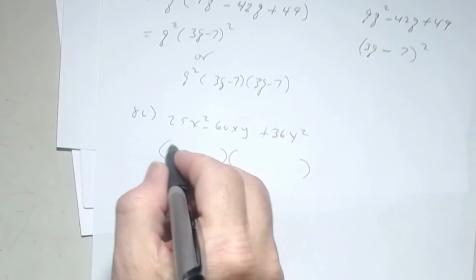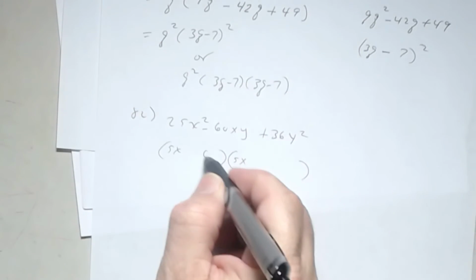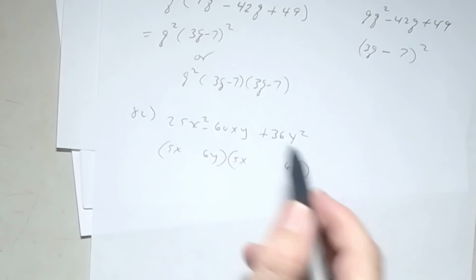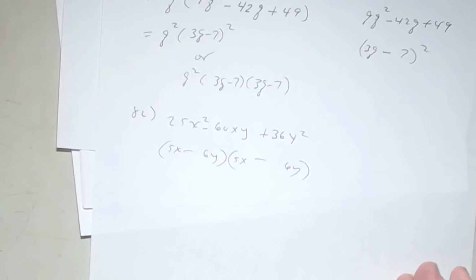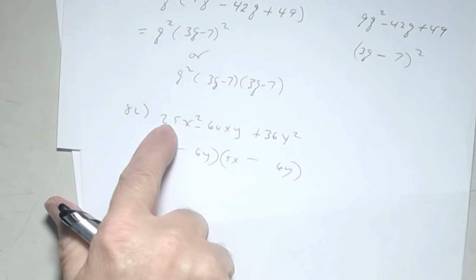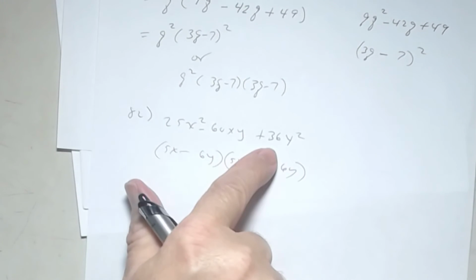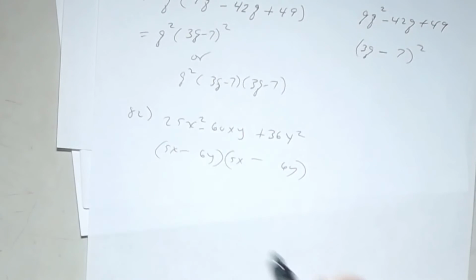What do you want to try for 25x squared? 5x and 5x. What do you want to try for 36y squared? 6y and 6y. The last sign's positive, so these signs have to be what? Negative. So he was right, it was a perfect square trinomial. The square root of 25 is 5, the square root of 36 is 6. What's 5 times 6? 30. When you double it, you get 60.